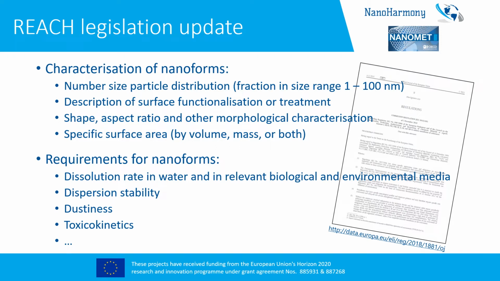In 2018, the European Chemicals Legislation REACH was updated for nanomaterials and enable the risk assessment of those. A first step, of course, is the characterization of those nanoforms, which goes beyond chemical identification alone. For this reason, there are four requirements added specifically for nanoforms, which are the number size particle distribution, a description of surface functionalization or treatment, information on shape, aspect ratio, and other morphological characterization, and the specific surface area.